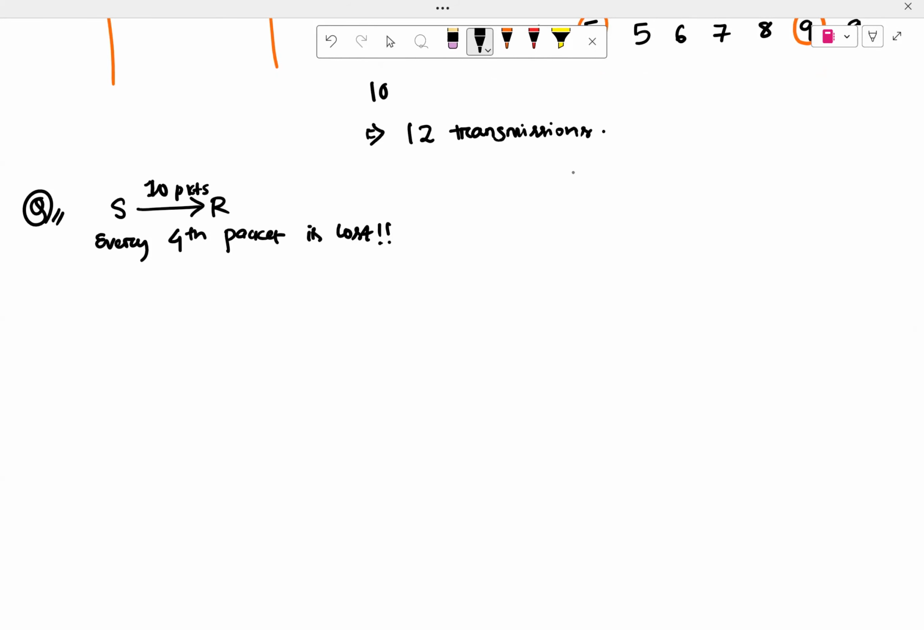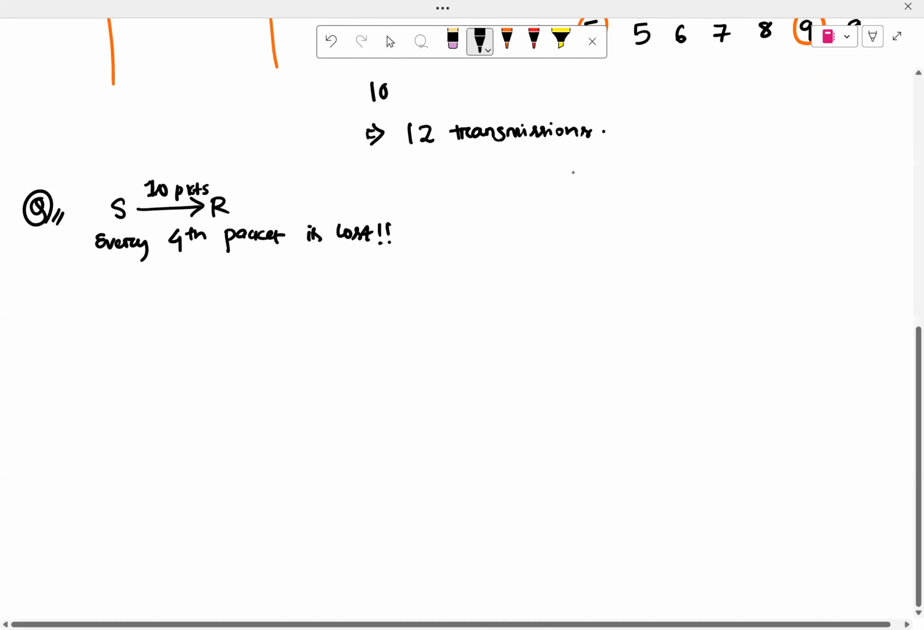So the trick is that you have to remember there is one packet that is going and it is waiting for the acknowledgement, and then if it is lost it will be returned to that. I'm getting the answer 13. I guess yeah, so 13 is the correct answer.